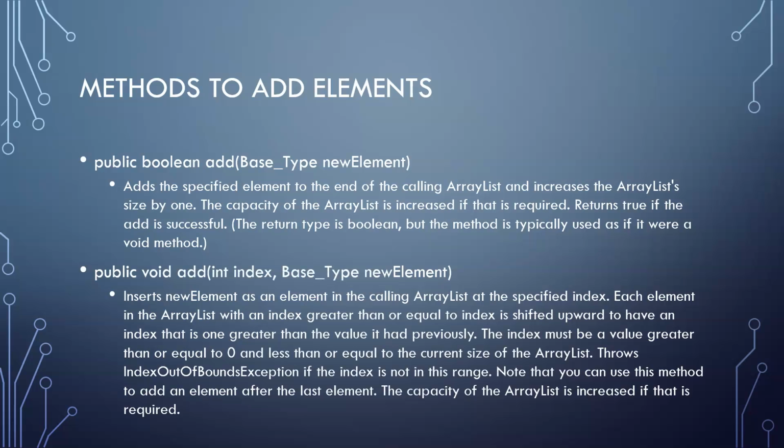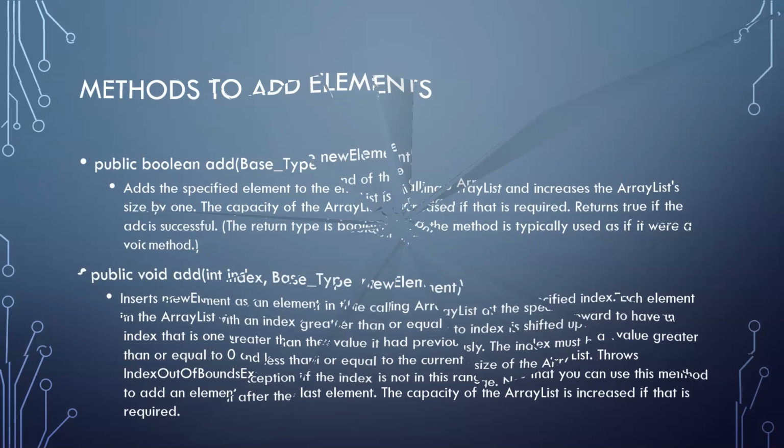Now, of course, there's also a void add, which has int index and base type new element. You'll notice the difference with this one. It's pretty much identical, except it inserts the new element into the calling array list at a specified index. So it's giving a specific value where we want to insert it. Each element in the array list with an index greater than or equal to index is shifted upward to have an index that is 1 greater than the value it had previously. So pretty much the difference between the two, remember, is that by default, it's going to add it on the end if you just use add. If you use the second add, the void one, that allows you to insert it, for example, into the middle of your array list.